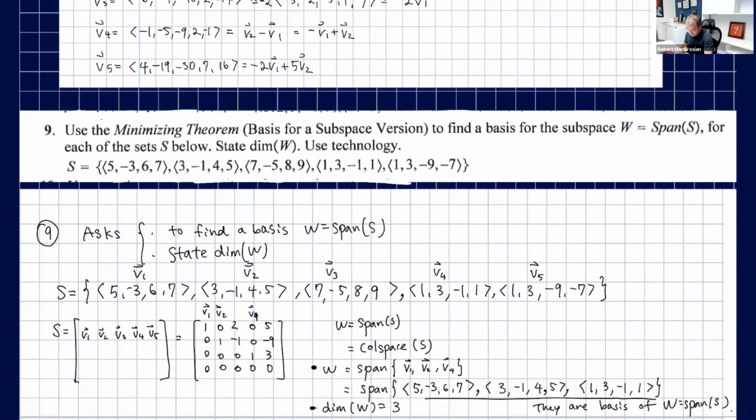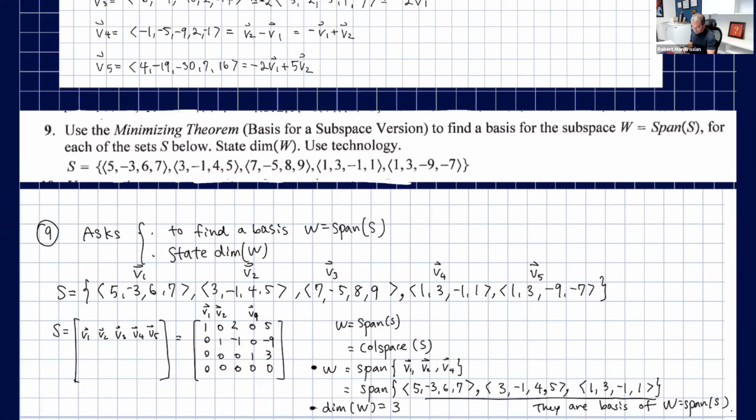Number 9, use the minimizing theorem, the basis for the subspace version, to find a basis for that. Here it's almost the same problem. You are given a set of vectors, and we have 5 of them: V1, V2, V3, V4, V5. The first thing you want to do is find the RREF. Write this as the columns of the matrix.